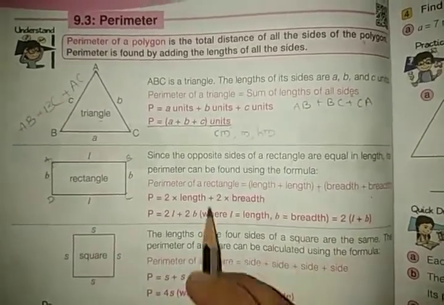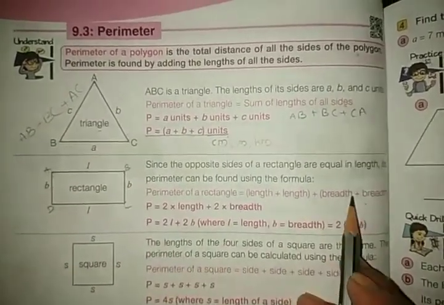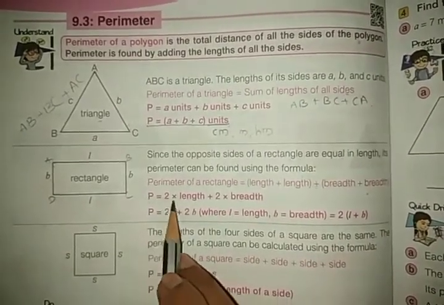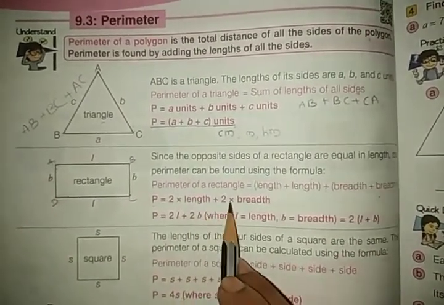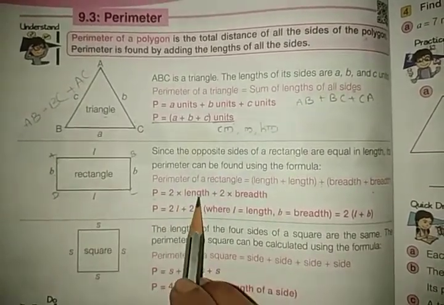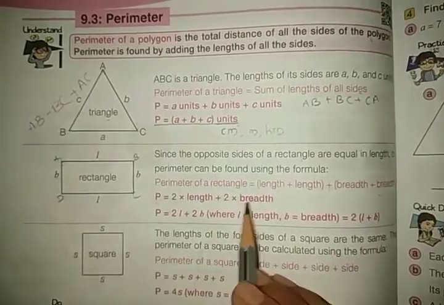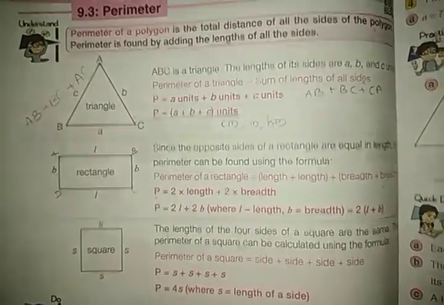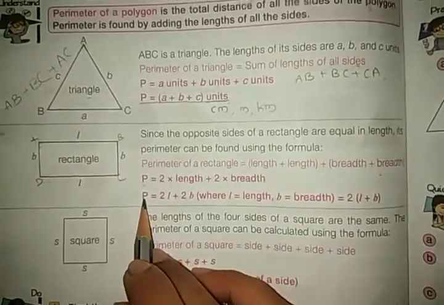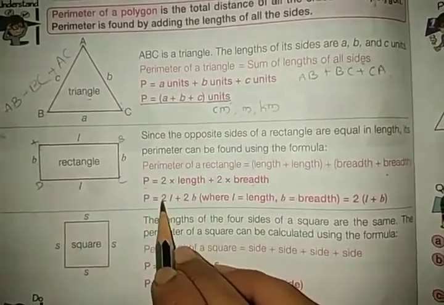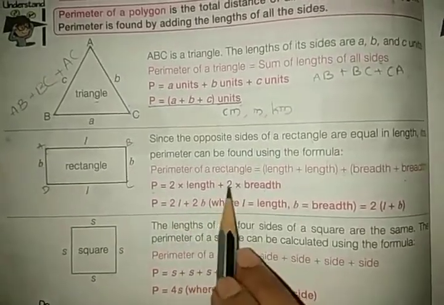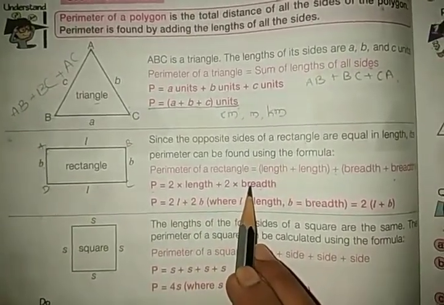Okay, then this can be again written as perimeter of rectangle is equal to 2 into length plus 2 into breadth, that is 2 lengths they have, so 2 into length, and 2 breadths they have, so 2 into breadth. By using this formula also you can find the answer.